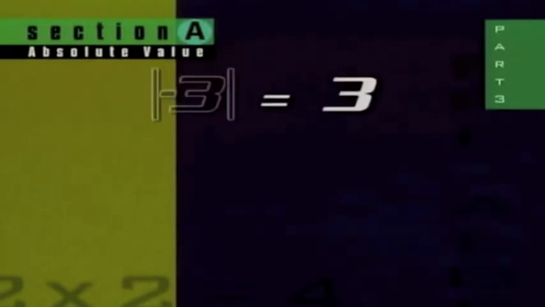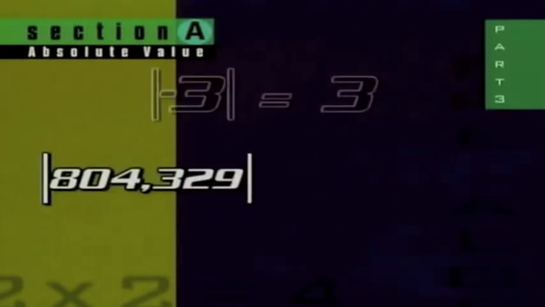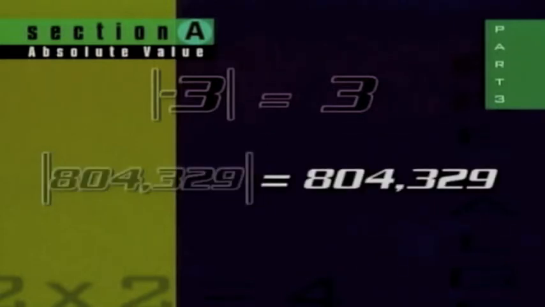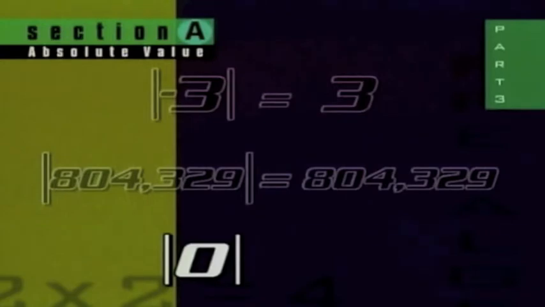So the absolute value of 0 is 0, and the absolute value of any non-zero number is always positive. So the absolute value of -3 is 3. The absolute value of 804,329 is 804,329. And remember, the absolute value of 0 is 0. Woohoo! Now that we've got absolute values pegged down, let's go for squares.